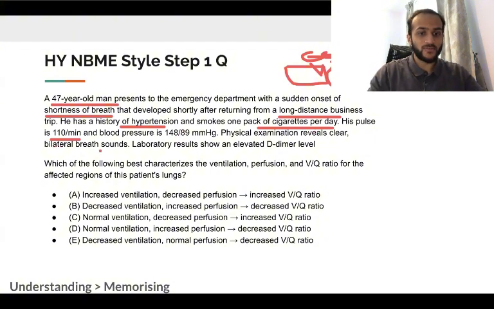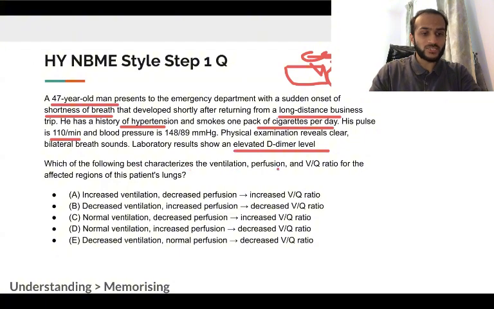Physical exam reveals clear bilateral breath sounds. Laboratory results show an elevated D dimer. Okay, so an elevated D dimer, we are thinking about embolism, pulmonary embolism over here. Because of pulmonary embolism, we're going to be getting breakdown of this clot. This breakdown of this clot will be leading to fibrin degradation products, which is known as D dimers. So we are immediately thinking about some embolism, some clot, such as pulmonary embolism.